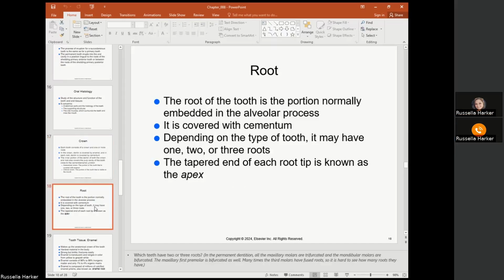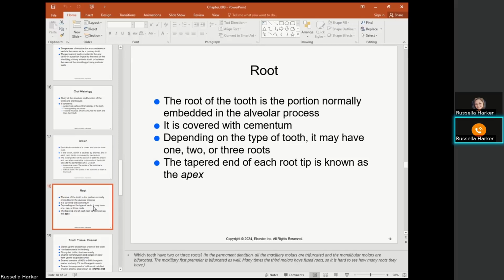The root of the tooth is the portion normally embedded in the alveolar process or the jawbone, and it's covered with cementum. So depending on the type of tooth, it may have 1, 2, or 3 roots. The tapered end of each root is known as the apex, or the tip of the root. Each root is going to have its own apex.